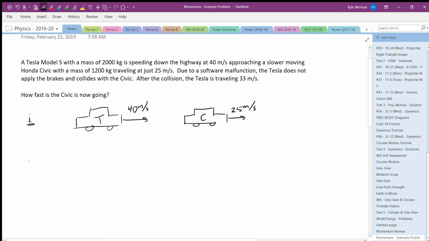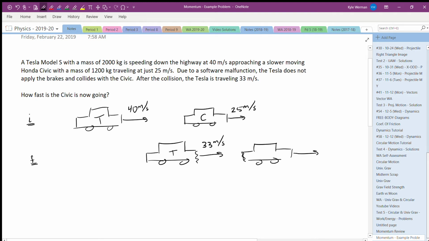Later, or our final scenario, you now have the Tesla, probably with a little beat up front end, now traveling just 33 meters per second. And something must have happened to the Civic, which now has a beat up front end, and probably got a boost. But we don't know how fast that Civic is going after the collision, right? So here's our before and after situation.